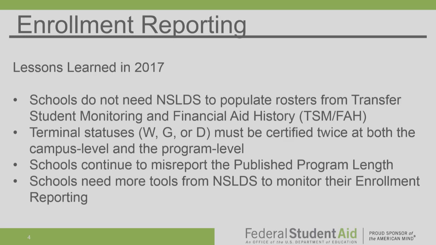We're going to talk about what terminal status is W, G, and D, and how syncing them up and reporting withdrawal at the campus level versus the program level, and some of the issues we've had with that. We're going to continue to remind you about reporting published program length correctly, and we're going to talk about some of the tools we have for enrollment reporting.